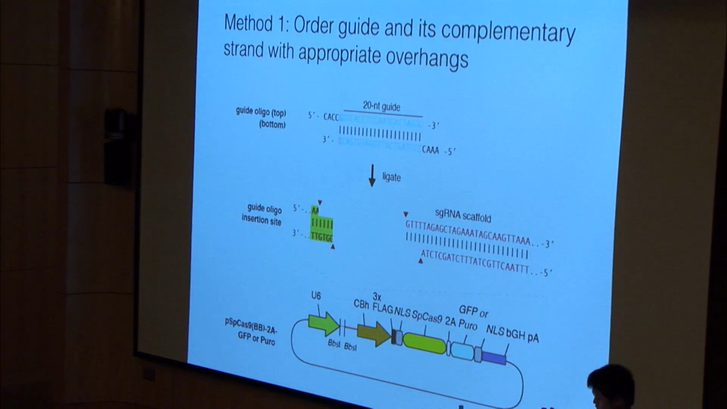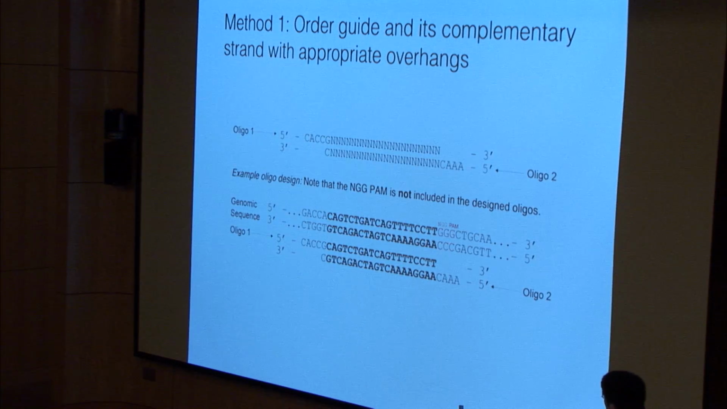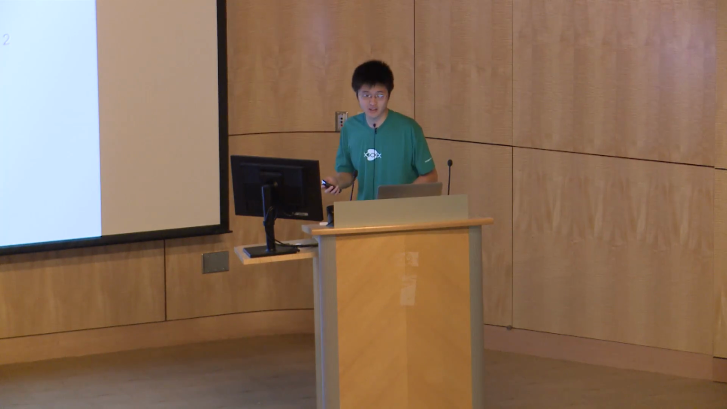These typically are ordered as two different oligos or primers, as two different strands that are annealed together with the correct overhang on both sides that matches what the overhang should be in the actual plasmid. So how to design these oligos?